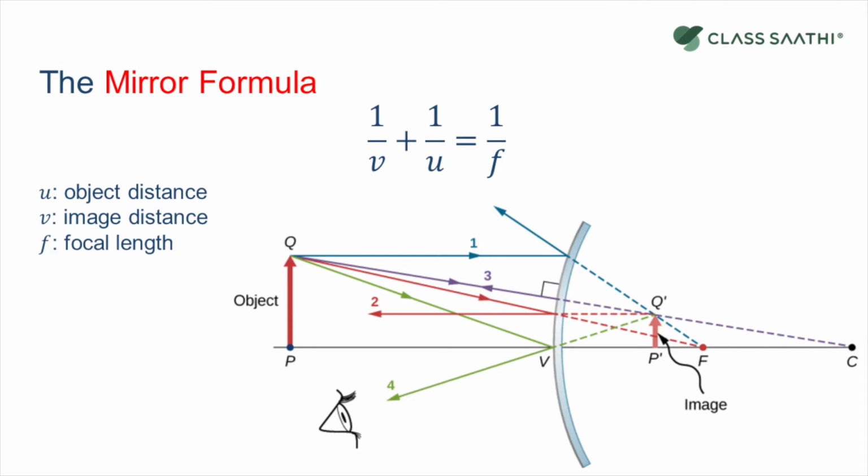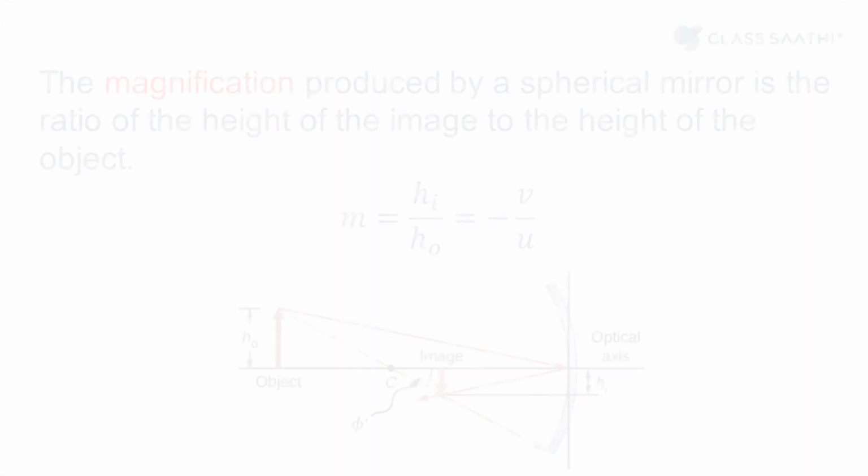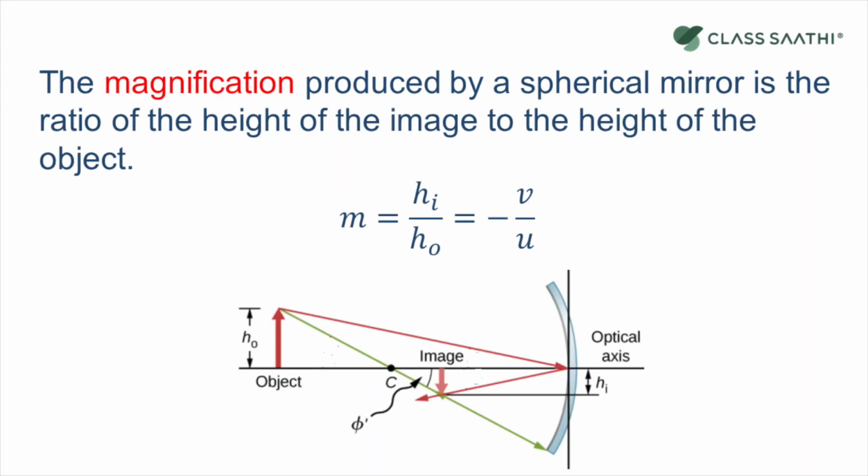The mirror formula relates the object distance, the image distance and the focal length as 1 by v plus 1 by u is equal to 1 by f. The second relation that you should remember is that the focal length of the spherical mirror equals half of the radius of curvature. Also, magnification produced by the spherical mirror is the ratio of the height of the image to the height of the object, that is, hi by ho equals to minus v by u.